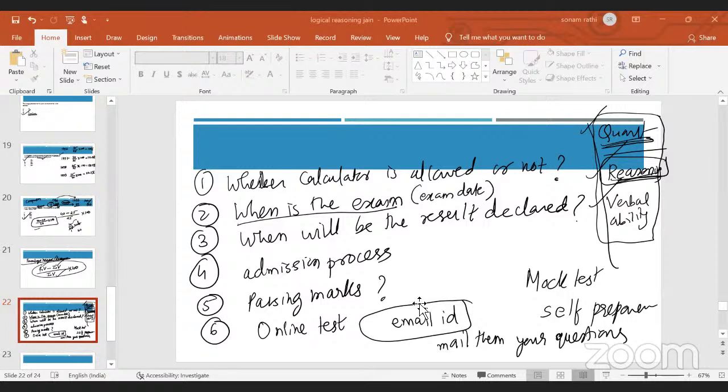For the mock test, when does the semester start? I have no clue. You have to ask the trainer who is joining. That person will be able to tell you. I've already noted down the question of whether the calculator is allowed or not. These questions you are going to ask the trainer.